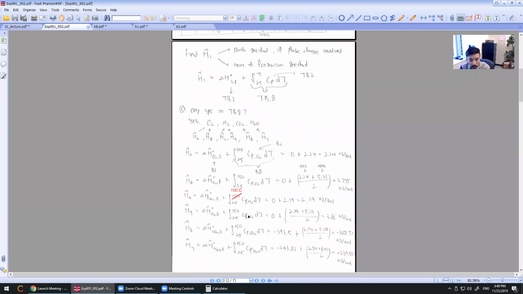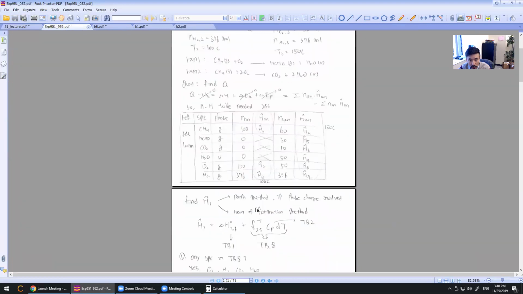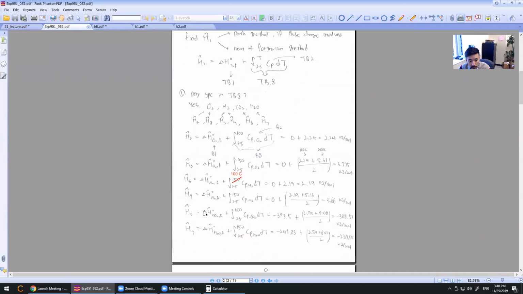Okay, we find out H3, H9. So H6 and H7, which is this one, right? H6 is for the carbon dioxide from 25 degrees Celsius to 150. Right, so heat of formation of carbon dioxide plus integration 25 to 150 Cp carbon dioxide dt.